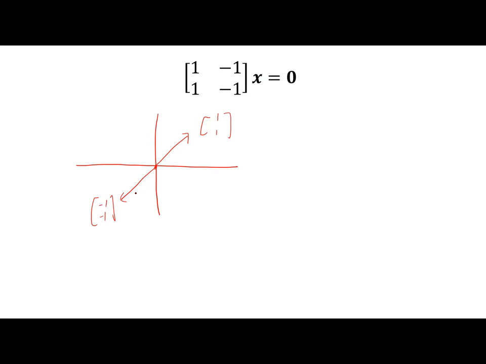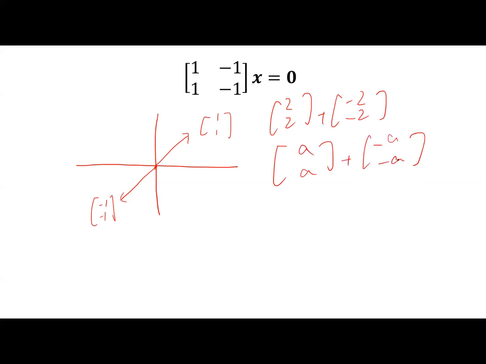As long as these two vectors have the same length, this vector plus this vector is always equal to 0. For example, (2, 2) plus (-2, -2), or any number a plus negative a, will always equal 0. So in this example, you can find many combinations of x, say (2, -2), or (a, -a). There are infinitely many combinations of x that satisfy these properties and make the desired vector 0. So in this example, we say the system has infinitely many solutions.